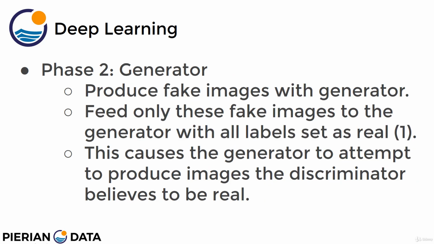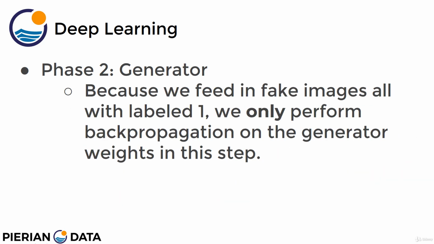Then in phase two, what we do is we have the generator produce more fake images. And then in phase two, we only feed the fake images to the generator with all the labels set as real. And this causes the generator to attempt to produce images that the discriminator believes to be real. And what's important to note here in phase two, because we're feeding in just all fake images labeled with 1, we only perform backpropagation on the generator weights in this step. So we're not going to be able to do a typical fit call on all the training data as we did before. Since we're dealing with two different models, a discriminator model and a generator model, we'll also have two different phases of training.